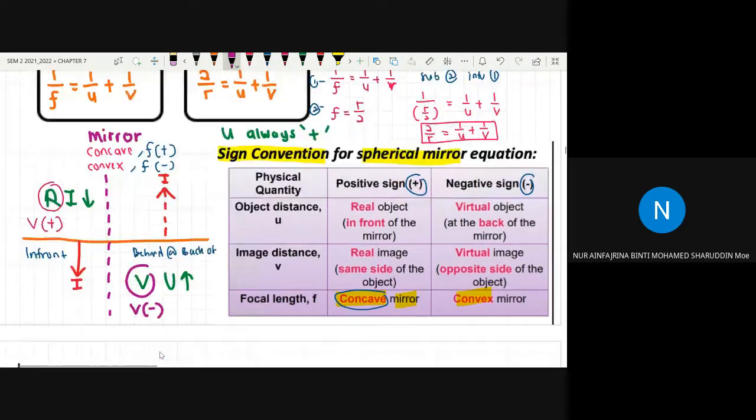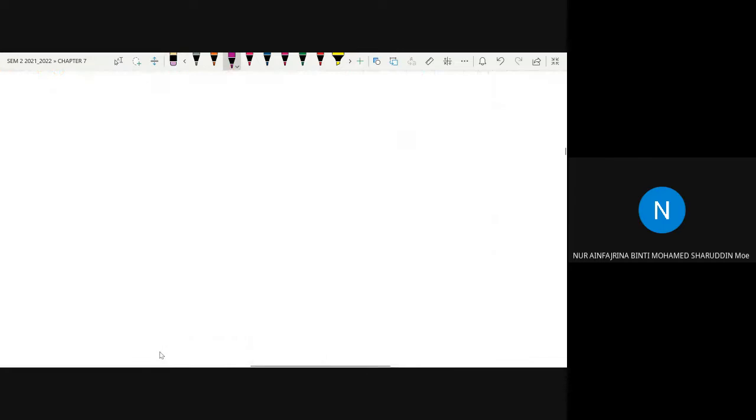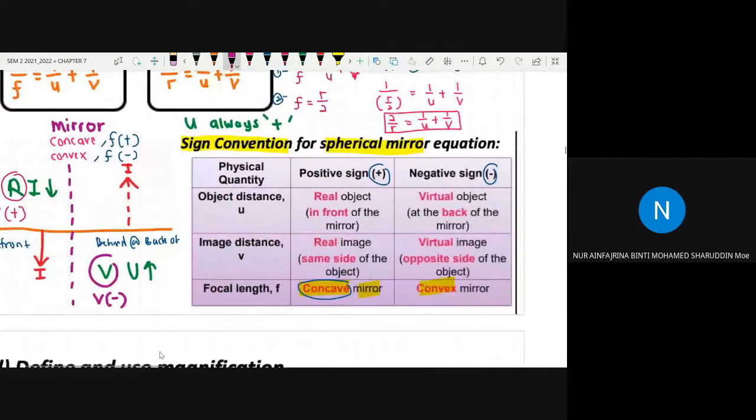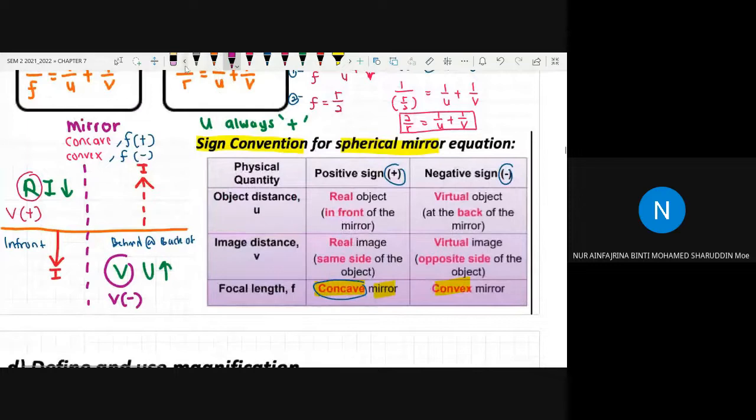Okay, so another sign convention that is very very important adalah magnification. Tambah sikit kat bawah kotak ni, magnification. So bila you dapat magnification positif, maksudnya image you adalah upright. And then bila you dapat negative, image itu adalah inverted. So magnification akan positif bila image upright, dan negatif bila image inverted.